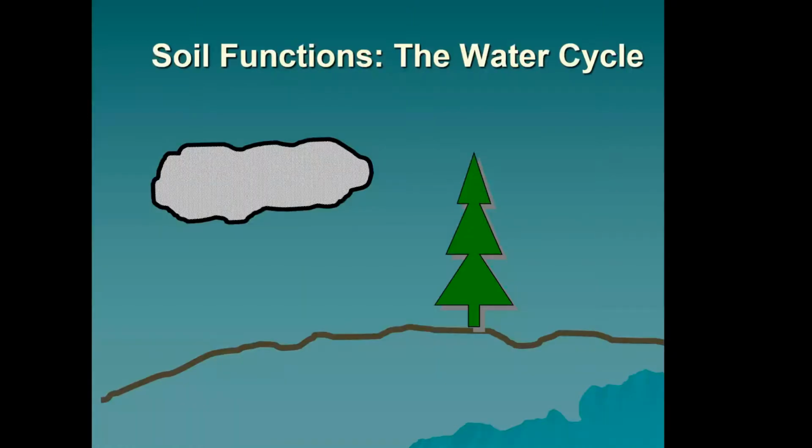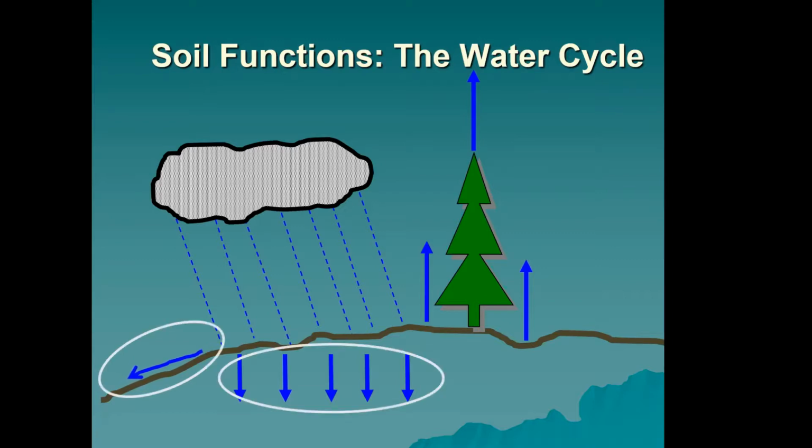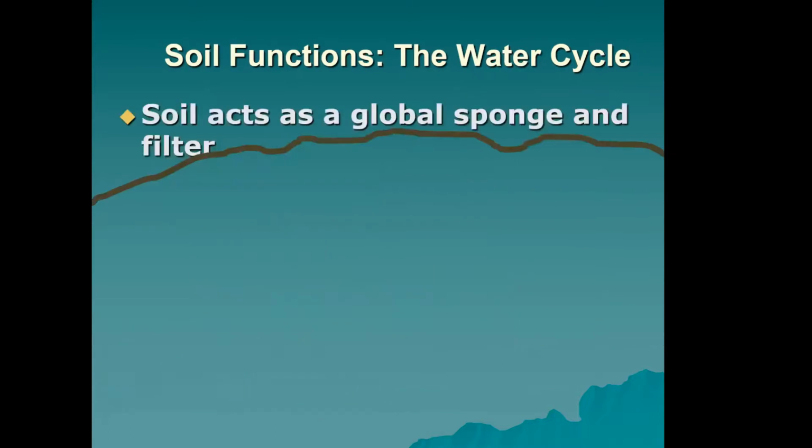Let's get into that. So again, water hits the surface. It can be surface runoff. It can soak down into the soil, or it can evaporate or transpire, which basically means evaporating through plants back up into the atmosphere. From an environmental perspective, ideally, we want to minimize the amount that runs off the surface and maximize the amount that soaks into the ground. Why? Because soil is a sponge and it's a filter.